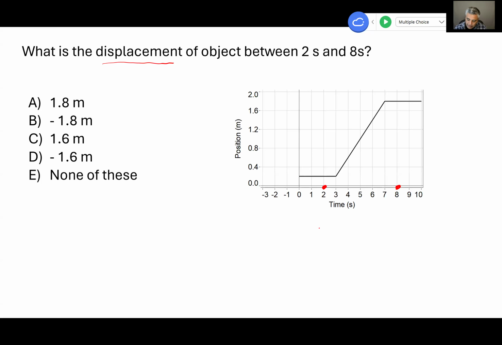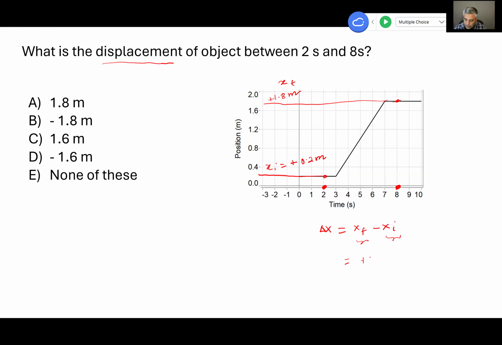So how do I find displacement? Whenever I read the word displacement, I write this. That means I need this and that. So this is going to be my xi, positive. It's between 0 and 4, so I can say this is 0.2 meters at 8 seconds here. If I read that, it looks like positive 1.8 meters, right? So that's my xf.